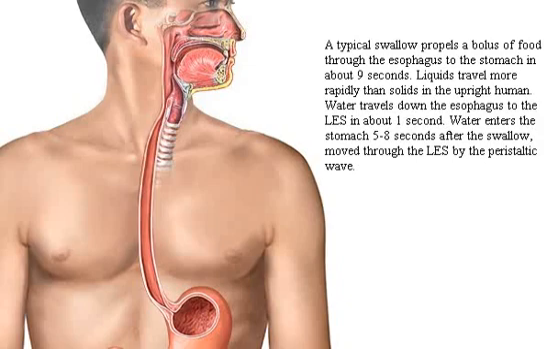A typical swallow propels a bolus of food through the esophagus to the stomach in about 9 seconds. Liquids travel more rapidly than solids in the upright human. Water travels down the esophagus to the lower esophageal sphincter in about 1 second. Water enters the stomach 5 to 8 seconds after the swallow, moved through the lower esophageal sphincter by the peristaltic wave.